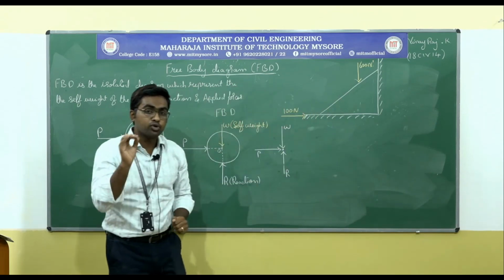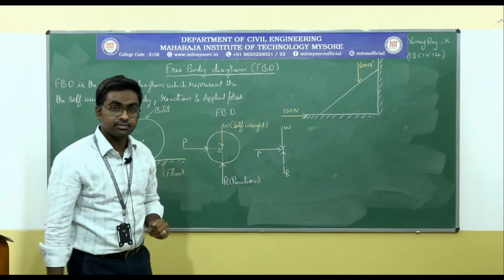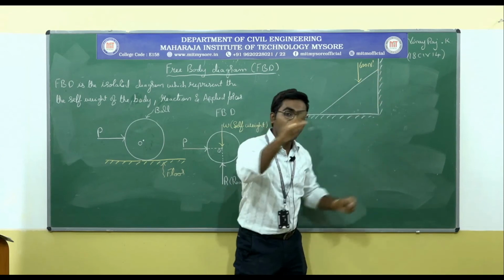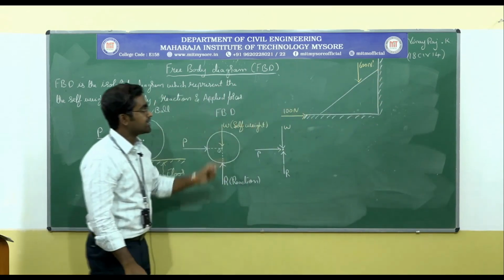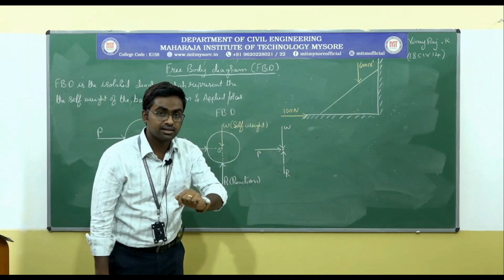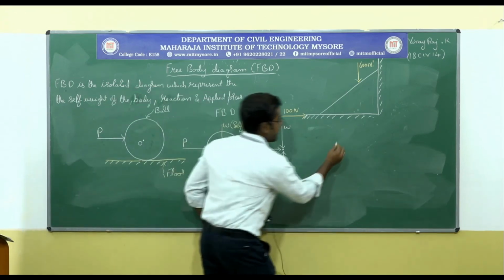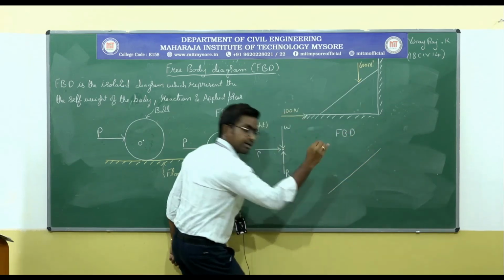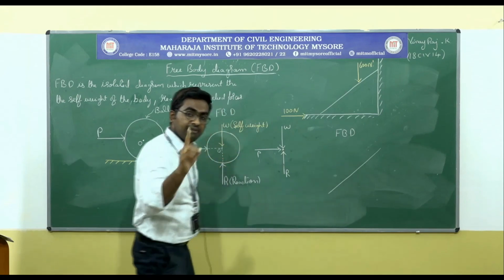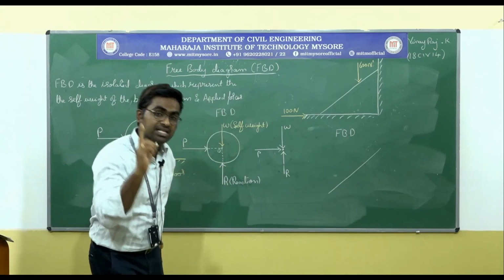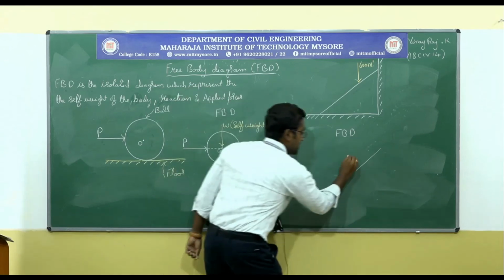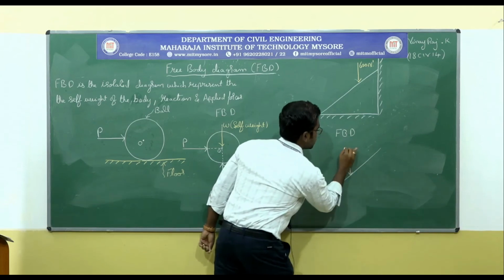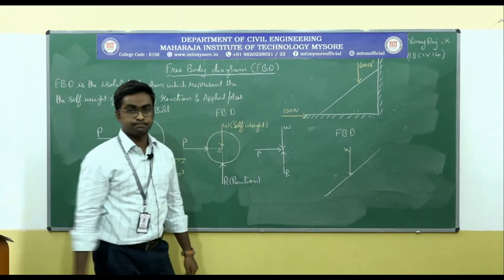The free body diagram should represent the self weight of the ladder, the reaction offered by the floor, and the reaction offered by the wall, and then I need to represent the applied forces, right? See, the free body diagram for the ladder, always the self weight of any object will be passing from the center of the object, right? And always it will be vertically downwards due to the gravitational attraction. So this will be the self weight of the ladder.